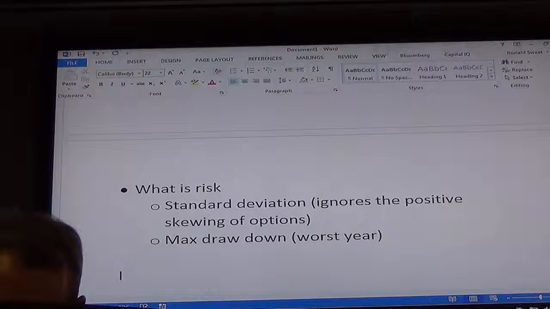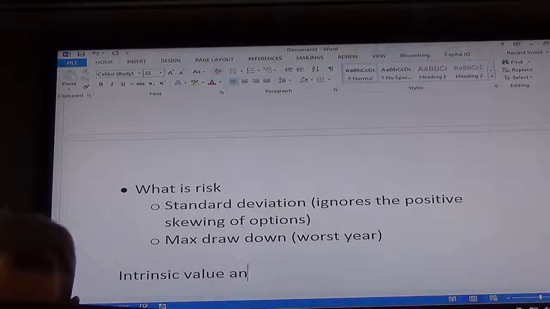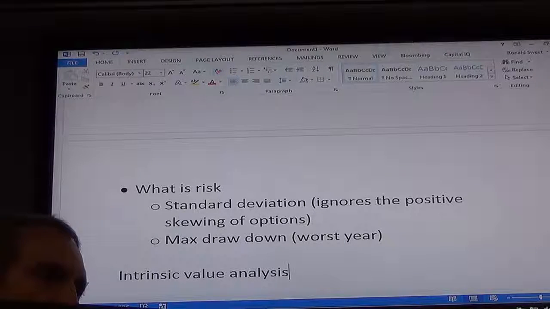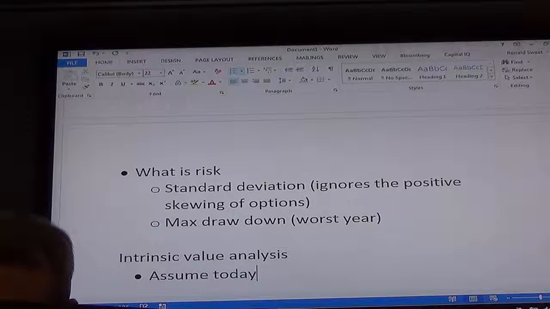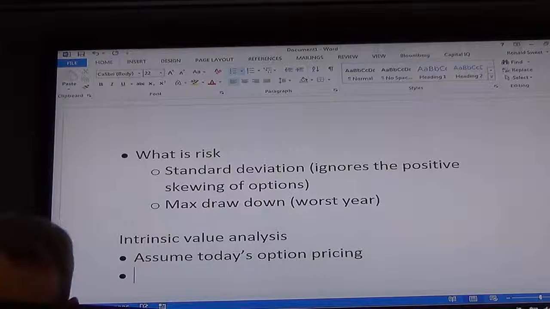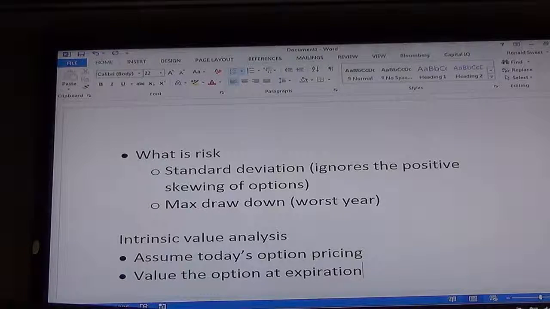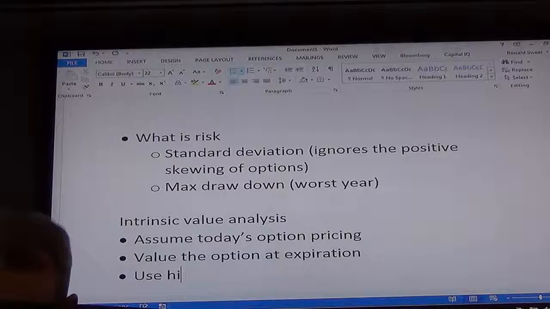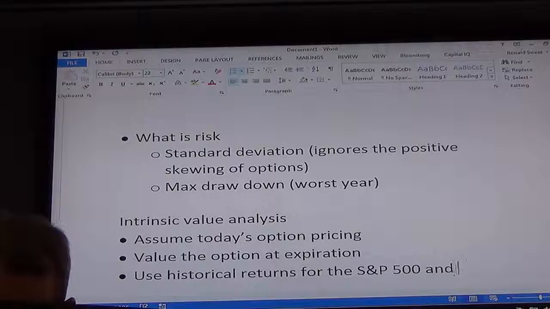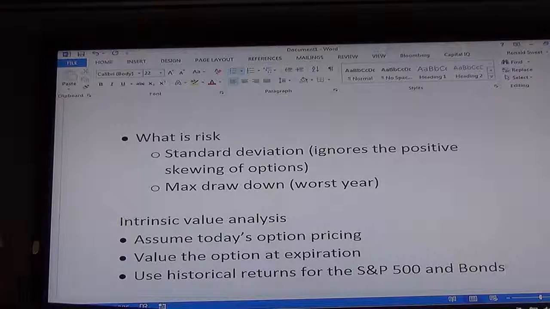So what we're going to do is intrinsic value analysis. And that may seem complicated, but it actually keeps things really, really simple. By intrinsic value, we're going to assume today's option pricing, and then we're going to value the option at expiration, which is really easy to do. And I'll show you the formula for that. But then we're going to use historical returns for the S&P 500 and the bonds. So we are going to use history for the stock market and the bond market. We're going to use current prices for the options because that's what we can get today.